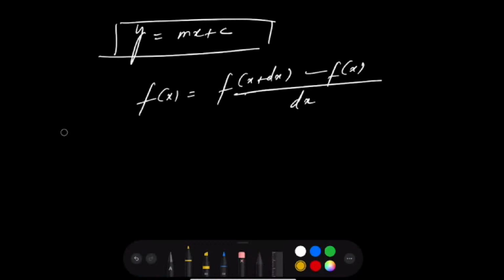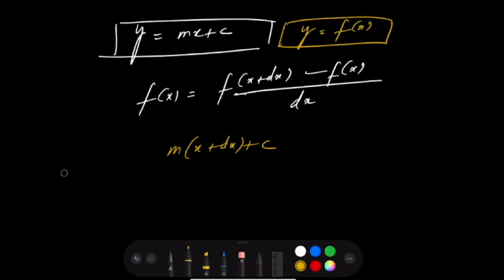Let us see. So what is f of x? This is y equals f of x. So f of x is mx plus c. So what is f of x plus dx? It will be m times x plus dx, plus c, because if f of x is mx plus c, f of x plus dx will be the same, but in place of x you write x plus dx. So this is f of x plus dx. Minus f of x, which is mx plus c. So this is divided by dx.